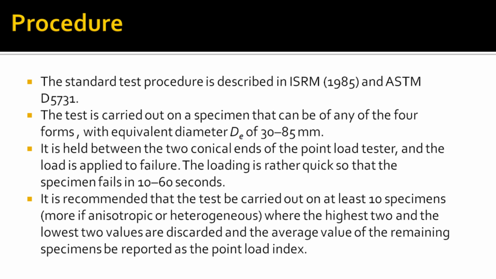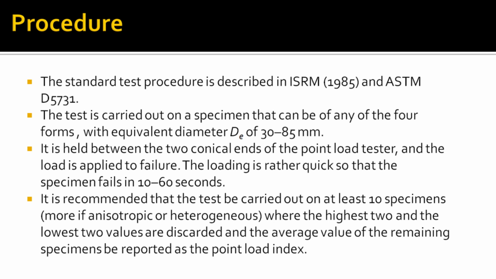The testing code prescribed for the point load strength test is ISRM 1985 and ASTM D5731. As already mentioned, for cylindrical core samples and when the tests are conducted diametrically, the equivalent diameter is the actual diameter of the core. And for core samples, the prescribed diameter is between 30 to 85 millimeter. Also, the rate of loading should be such that the specimen fails between 10 to 60 seconds.